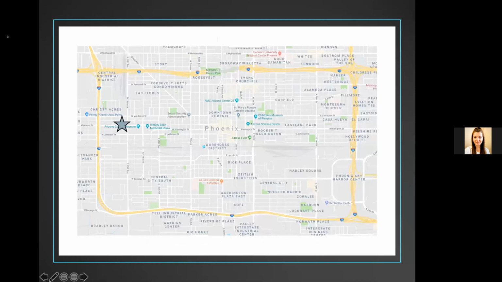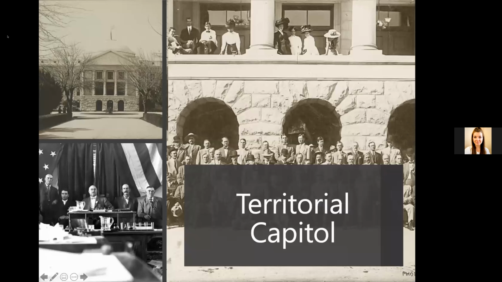So to start off, for those of you that are unfamiliar with the museum, the Arizona Capitol Museum is located inside Arizona's historic state capitol building in Phoenix. Construction was completed and the building was dedicated in 1901 as Arizona's territorial capital.